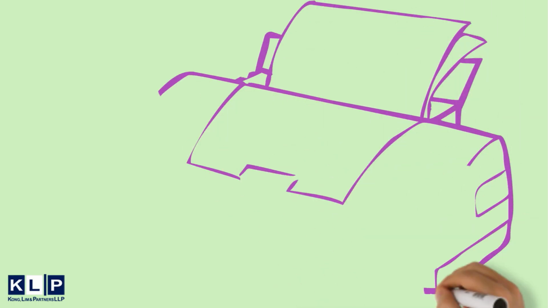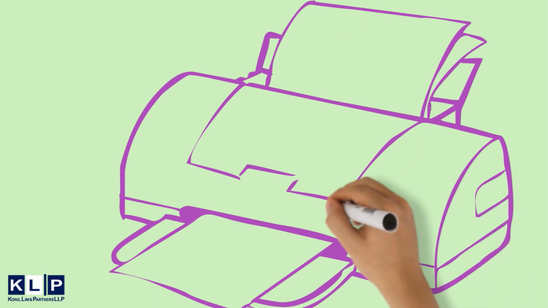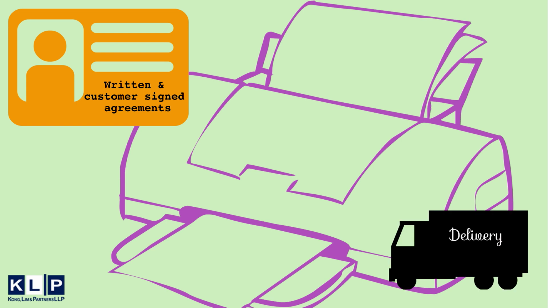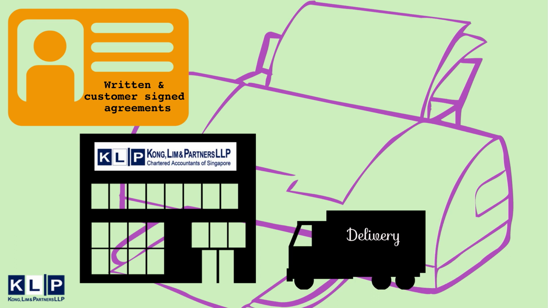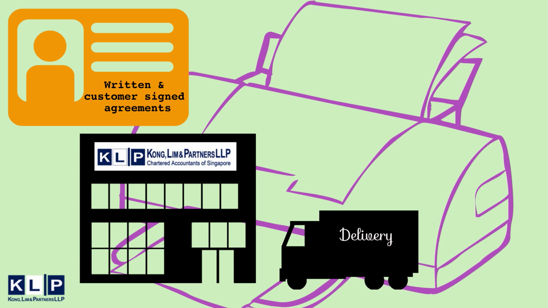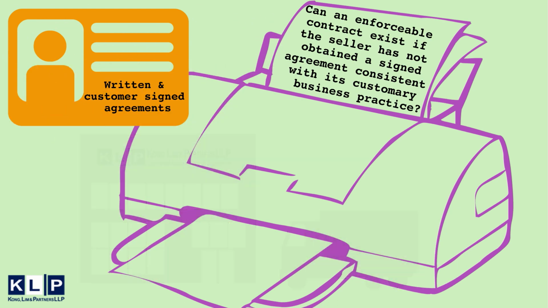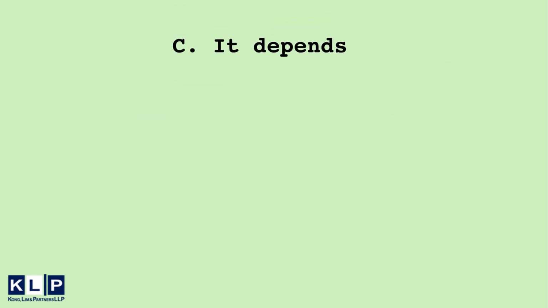Let's try another exercise. This seller's practice is to obtain written and customer-signed sales agreements. The seller delivers a product to a customer without a signed agreement based on a request by the customer to fill an urgent need. Can an enforceable contract exist if the seller has not obtained a signed agreement consistent with its customary business practice? The answer should be, it depends.